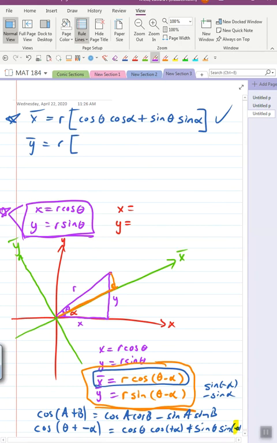So again, more detail there than we maybe need, but I am drawing this strictly from trig identities, the identity for the sum and difference inside a cosine. You obviously have a similar identity for sine, and that one would give you that y bar is r times sine theta cosine alpha minus cosine theta sine alpha.